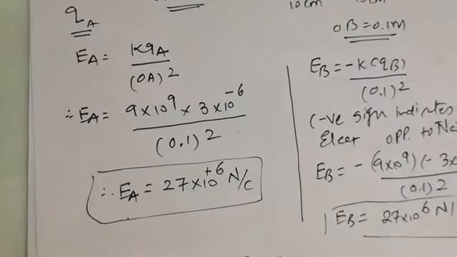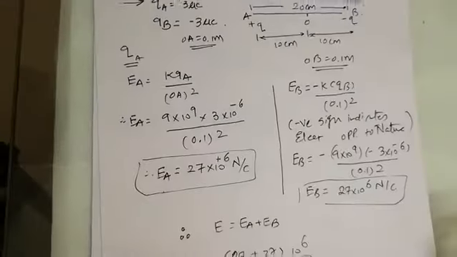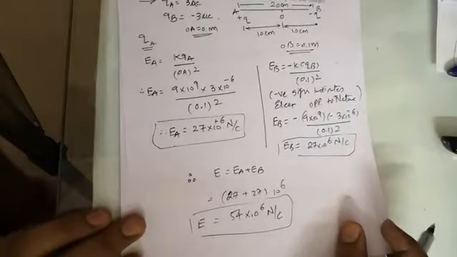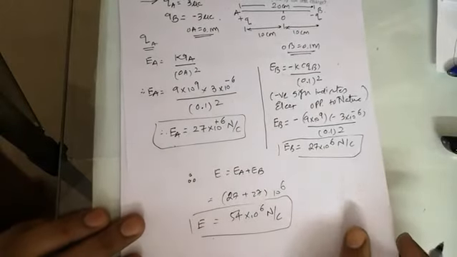Here we have found the electric field for the positive and negative charge, and the net is 54 × 10^6.